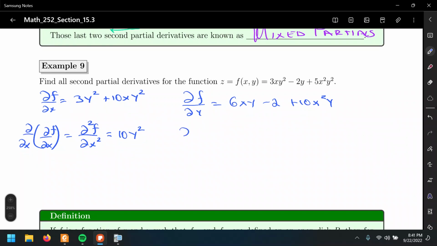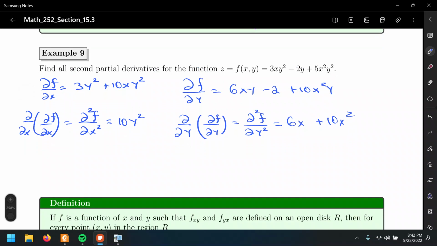Let's do the second derivative with respect to y for the derivative that we already did with respect to y. This means we're doing the second derivative of f with respect to y. And well, okay, what's the derivative of 6xy? 6x. The derivative of negative 2 is 0. The derivative of 10x squared y, 10x squared. All right?